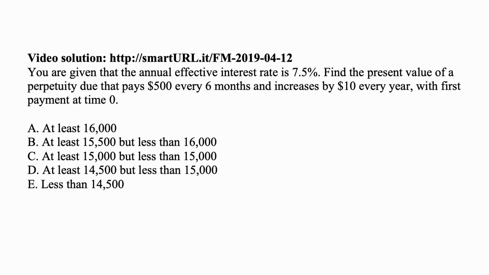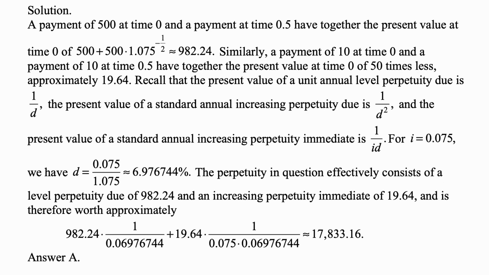So this effectively means that there's a payment at time 0 of 500, then 500 after 6 months, and then at time 1, the beginning of the second year, the payment is 510, and then there's another 510 payment at time 1.5 years. And then beginning of next year, 520, and then again 520, and then 530, and again 530, and so on. Okay, so here's a solution.